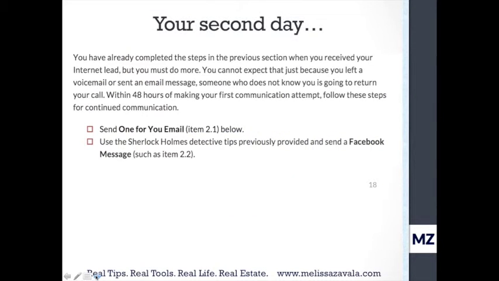So day two, all right, you've already completed the steps in the previous section, and now you've got to do some more. So within 2 days, you're going to want to do one of these two things. You're going to send a one-for-you email. I've got that in the book. Or like I talked about, you're going to do some more detective work and try and reach out to the prospect via Facebook. Most of the world nowadays is on Facebook. If you got a lead from someone through the internet, it's likely that they're also on Facebook. You can search for them on Facebook by their email address.